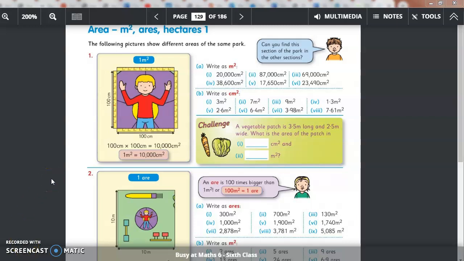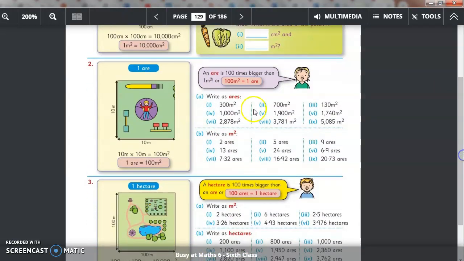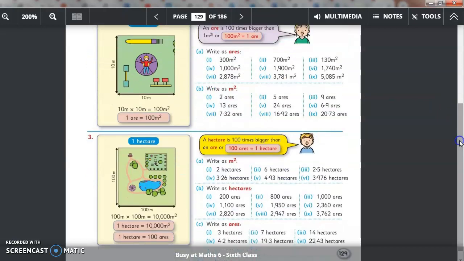Page 129, area. So there's not too much you need to know here other than the terminology. When you have 100 centimeters in length, and you multiply that by another 100 centimeters in width, you'll finish with 1 square meter. When you have 10 meters in length and you multiply that by 10 meters in width, you'll finish with 100 squared meters. And when you have 100 meters in length multiplied by 100 meters in width, you'll finish with what's called 1 hectare. 1 hectare.